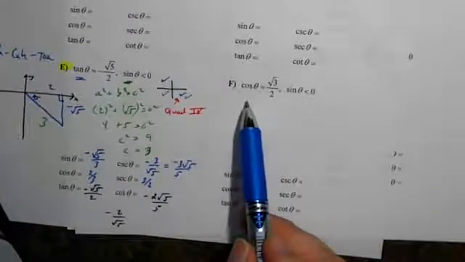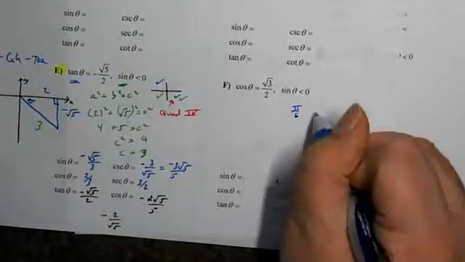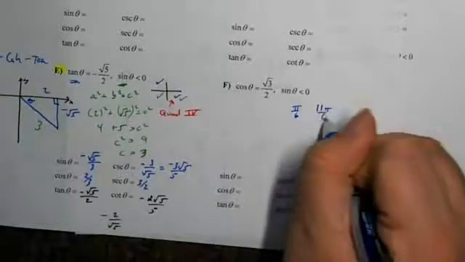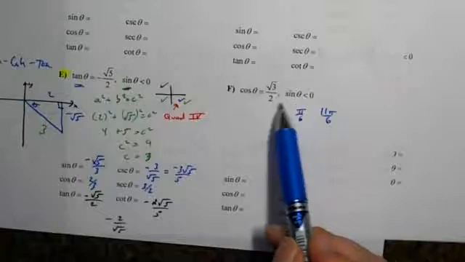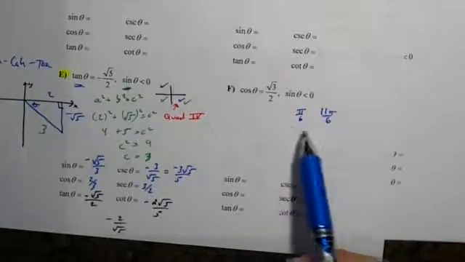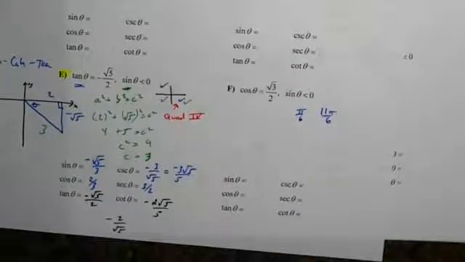For example, look at letter F. Cosine of theta is square root of 3 over 2. I recognize that from the unit circle. Where is the cosine of theta square root of 3 over 2? That's the x value. Which two angles have an x value of square root of 3 over 2? That is pi over 6 and 11 pi over 6. Based on this information, it'll tell you which quadrant you're in, and once you know the quadrant, you can determine which of these two angles to use, and then evaluate the 6 trig functions. Okay.